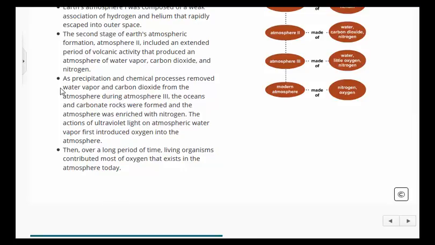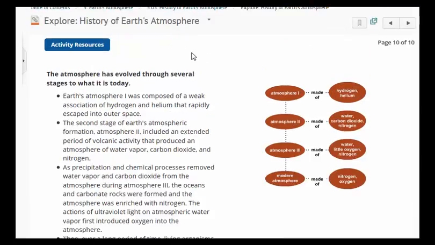So for this quiz, make sure you know the word accretion. Make sure you know what the 4 atmospheres were rich in and poor in. And make sure you know that living things put most of the oxygen in today's atmosphere. Good luck in your quiz.